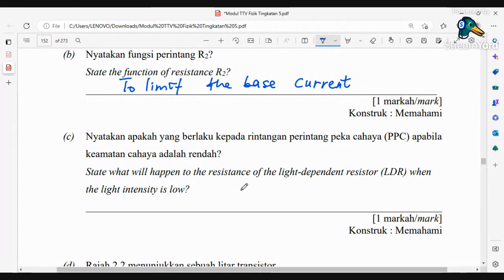State what happens to the resistance of the LDR when light intensity is low. When light intensity is low, it means dark, like night time. The resistance increases.